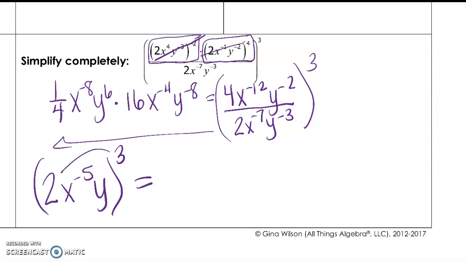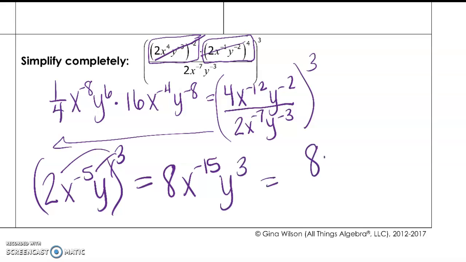So 2 to the 3rd is 8. Then we multiply to get x to the negative 15, y to the positive 3. So your final answer, the 8 and the y to the 3rd would stay on the top. Your x to the 15th would go to the bottom. So just take it nice and slow, one little part at a time, and then simplify.